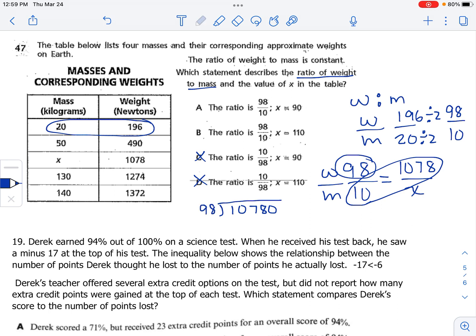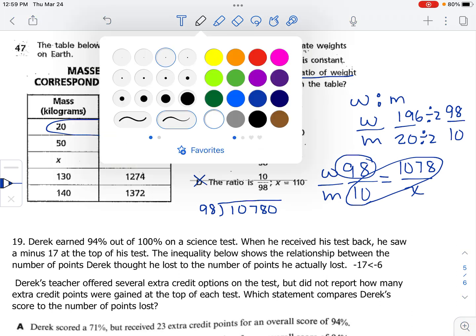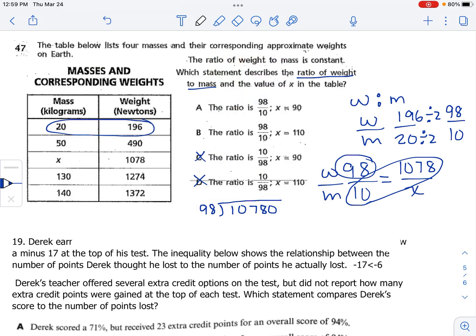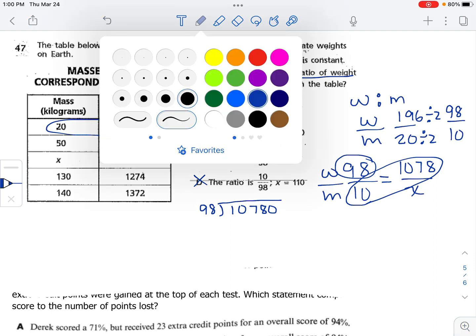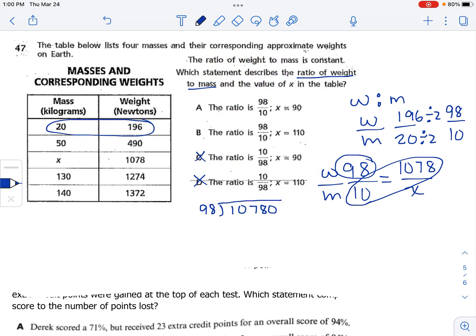All right, so I'm going to make some space here so I can show the division quick. There we go. Okay, so 98 can go into 107 once. Our difference is 9. I'm going to bring the 8 down. 98 goes into 98 once, and then that's 98. And it can't go into 0, so it's 110. So option B here.